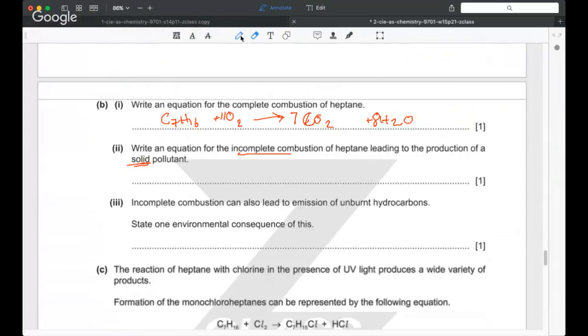The other possibility is soot. When you're burning this with a smoky flame, you're seeing particles of soot. Soot is just solid carbon. So again, you've got this alkane, the heptane. And this occasion you're making not 7 molecules of carbon dioxide or even 7 molecules of carbon monoxide, but 7 carbon atoms. This is just soot that gets produced in this incomplete combustion.